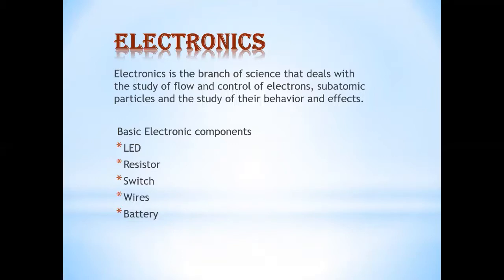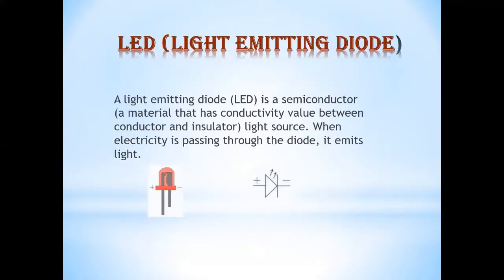So all these things we are going to discuss in detail in our next sessions. It is a study of the flow of electrons and their behavior and their effects. So electronics deals with the flow of current. The basic components required to make a basic circuit are LED, resistor, switch, wires and battery. First we are going to discuss the details of each component one by one, and then we are going to try a circuit. So first, LED.